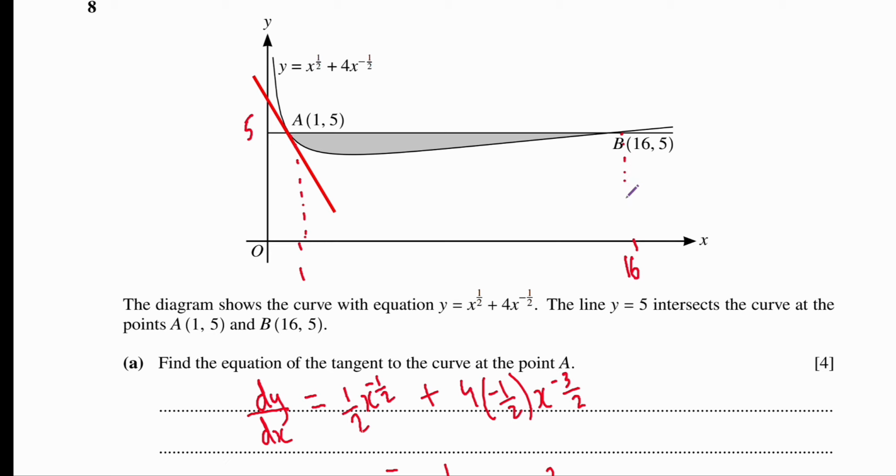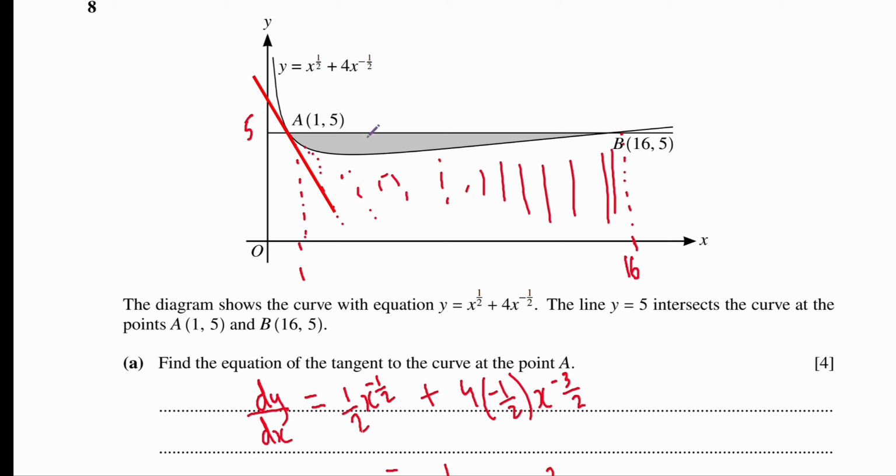If I integrate this curve right here, there's two different things. There's y equals 5, which is a straight line, and then y equals square root of x plus 4x to the negative a half, which is this curve. And if I integrate the curve between 16 and 1, I should get all of this area right here. This thing, this thing, this thing, all of this area.